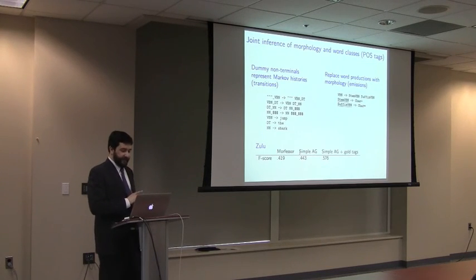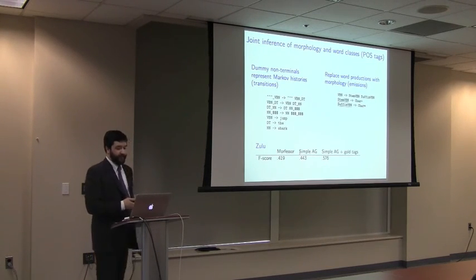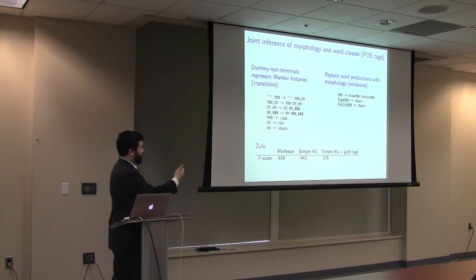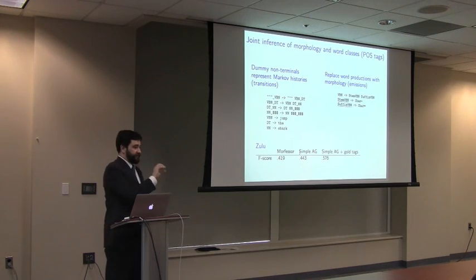One thing that I'm particularly interested in is joint inference of morphology and word classes, or part-of-speech tags. This can also be coded up in a PCFG-like formalism using dummy non-terminals that pop off part-of-speech tags as they go along, and then the emission probabilities are basically separate morphological models for each part of speech.